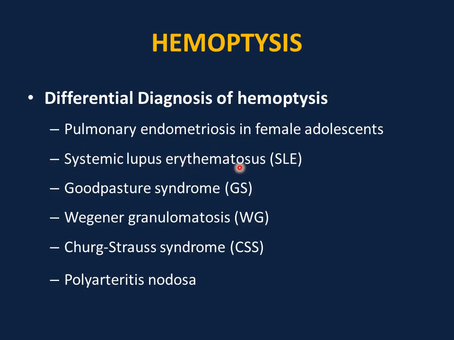Systemic lupus erythematosus if it is associated with vasculitis in the lung. Goodpasture syndrome and Wegener granulomatosis should be considered in any patient presenting with cough and blood in urine. Churg-Strauss syndrome presents in different stages. Stage 1, they present with asthma or recurrent bronchitis, allergic rhinitis, eosinophilia. They also have nasal polyps, and present with recurrent fever and weight loss. These patients, if they have vasculitis in the lung, may present with hemoptysis. Polyarteritis nodosa also may present with hemoptysis.